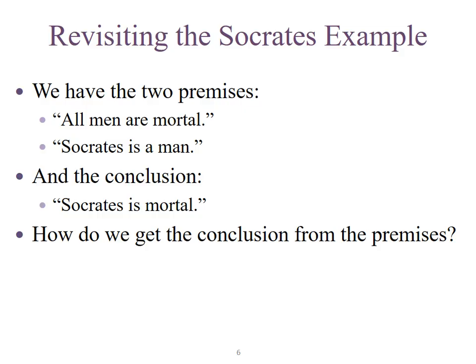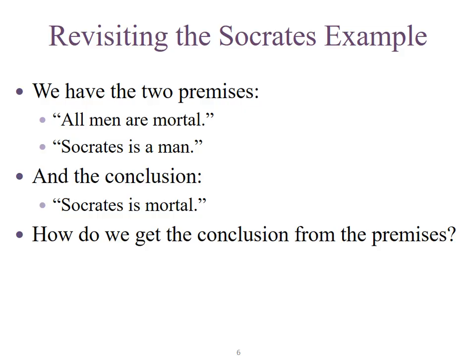We have two premises. That means all men are mortal. Socrates is a man. Then we have the conclusion Socrates is mortal. So intuitively, this is correct because if all men are mortal, and Socrates is a man, then he is one instance within the men, and everything in this domain is mortal.